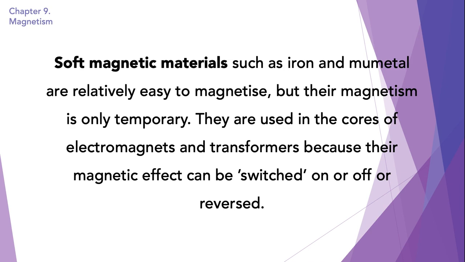This machine has an electromagnet in it, and this electromagnet can be switched on or off. Now, for electromagnets, we need a material which can be easily magnetized, and then it can lose its magnetism easily as well, so that we can turn it on or off whenever we want to, like in that machine. So here is where the soft magnetic materials come in, because they are easy to magnetize, but their magnetism is only temporary. So I hope you've understood hard magnetic materials and soft magnetic materials.